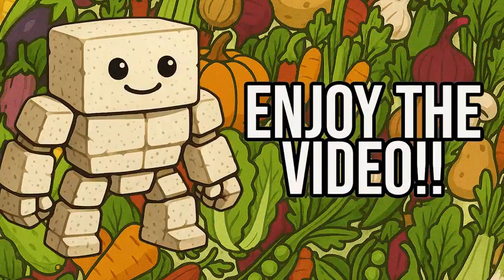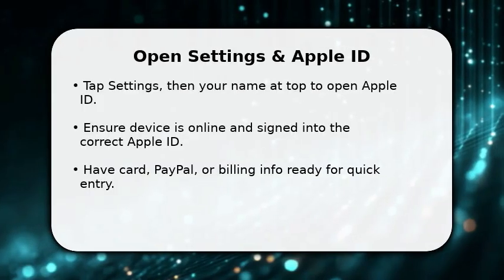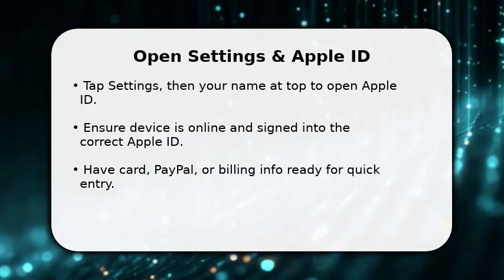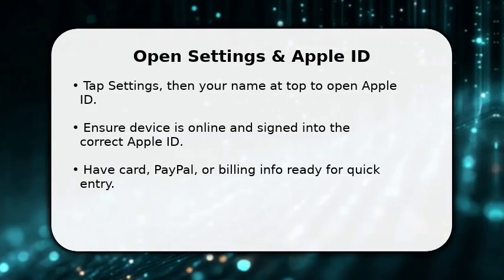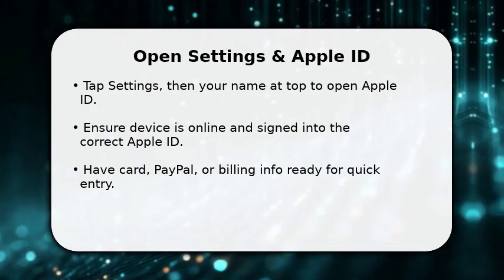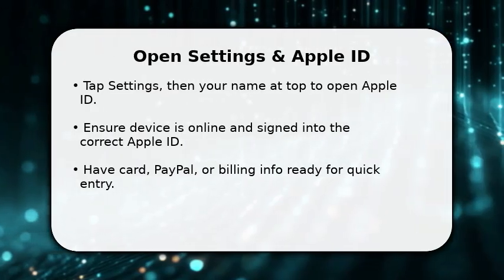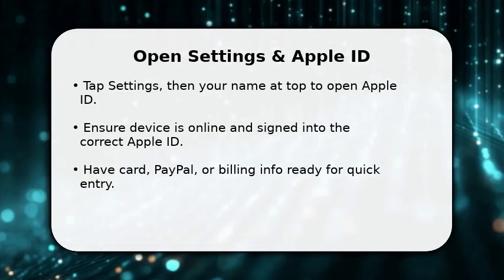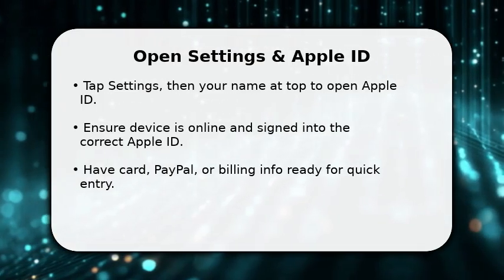Please enjoy the video. You start by opening Settings and tapping your name at the top. This takes you into Apple ID controls. Make sure your iPhone is online and signed into the account you want to change, because changes apply to that Apple ID. Once done, choose Payment and Shipping.